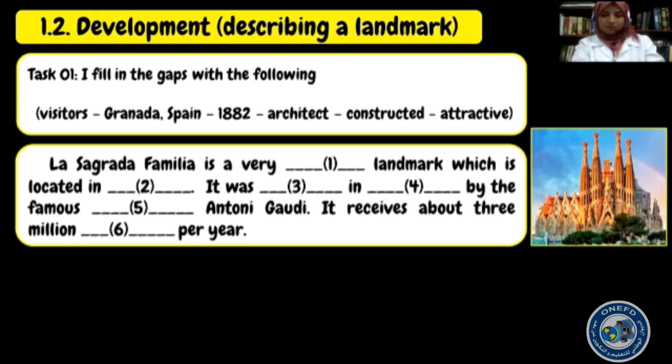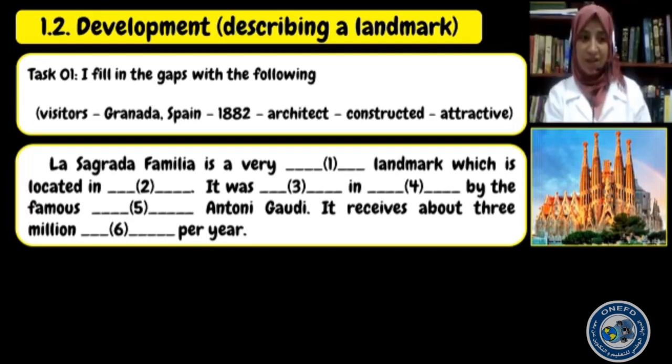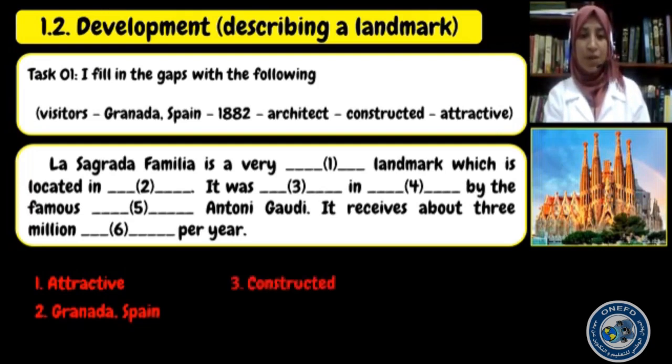Let's correct the task together. So the first one is attractive. La Sagrada Familia is a very attractive landmark which is located in, second, Granada, Spain. It was, third, constructed in, fourth, 1882 by the famous, fifth, architect Antoni Gaudí. It receives about 3,000,000, sixth, visitors per year. Well done.